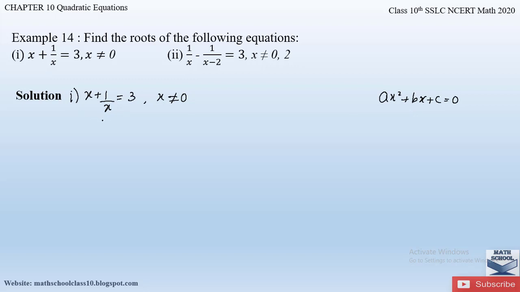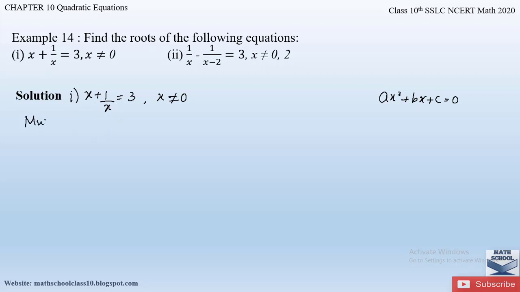There are two methods to bring them into the standard form of a quadratic equation. The first method is we can take the LCM here, or we can multiply throughout by x. In your textbook they have mentioned multiplying throughout by x, so let us follow that method. Or even you can take the LCM and solve the equation. Let us multiply by x throughout the equation.